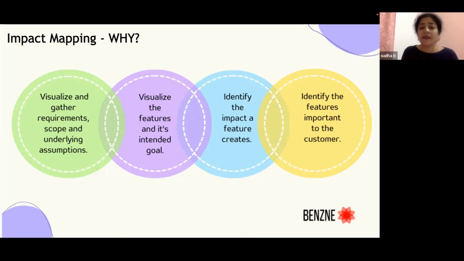And this can be used again anywhere during release planning or sprint zero. Also, it will help you to visualize the features and which are aligned to the goal. So these are the reasons why you would want to use impact mapping. Now let's see how to use impact mapping.